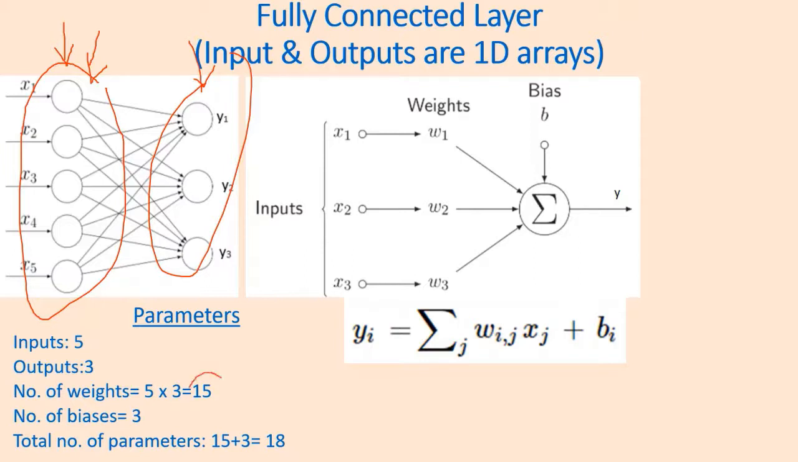So that's 15. So there will be 15 weights, because as you can see here, all the input nodes and output nodes are interconnected, and each interconnection has a weight. Therefore the number of weights will be 5 into 3, 15. And then you will have a bias which will be added to each of these outputs. So this is the mathematical equation which is shown here. So yi represents the outputs of the fully connected layer.